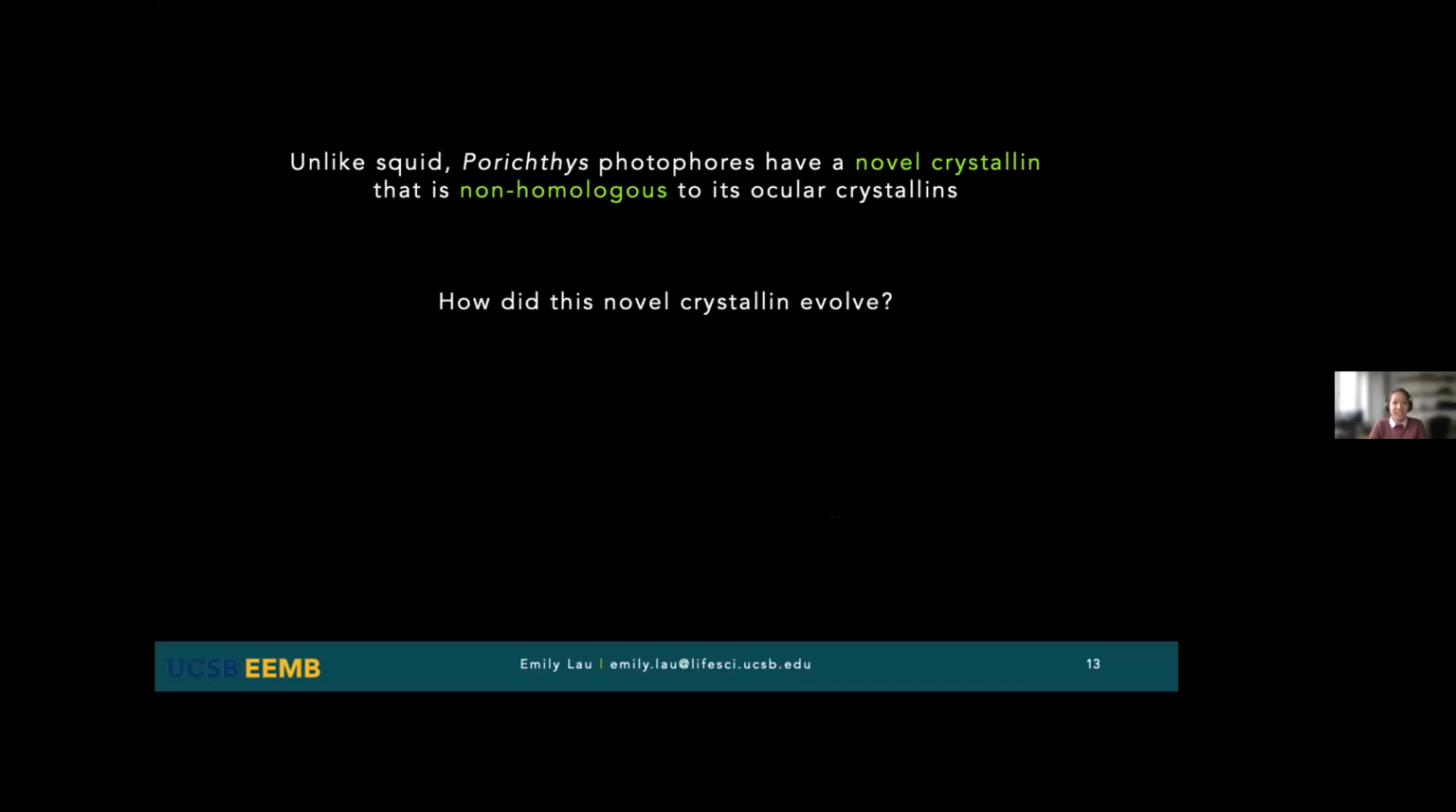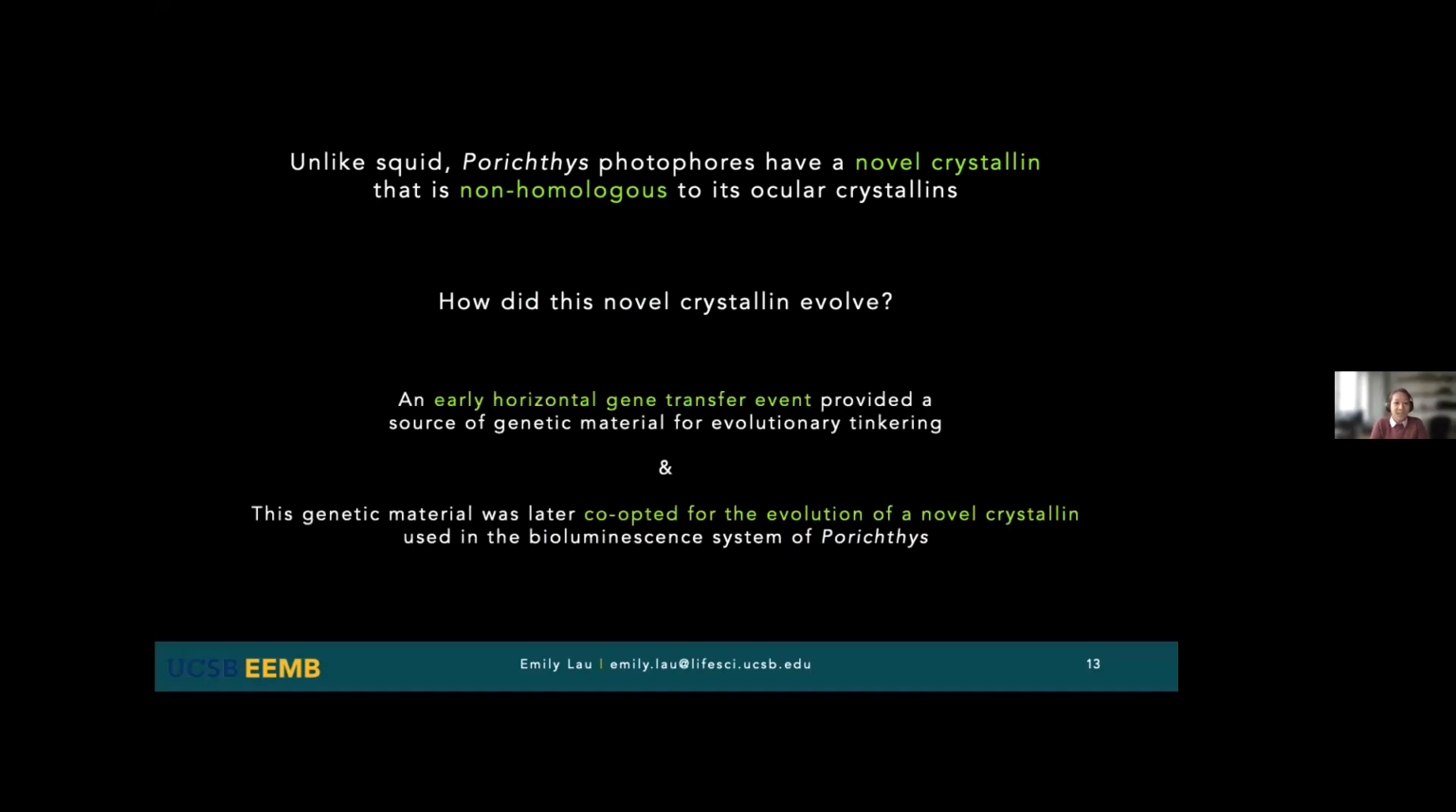So what is this gene and how did it evolve? Our results suggest that a horizontal gene transfer event provided material for evolutionary tinkering, and this was later co-opted during the evolution of this novel crystalline. So in addition to gene duplication, which is really important, an ancient horizontal gene transfer event was crucial for the evolution of this crystalline. And we are currently exploring the evolution of other genes that are found in the Porichthys photophore, so stay tuned for future results.